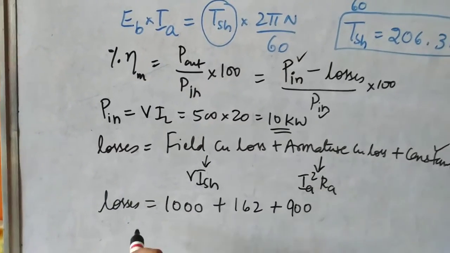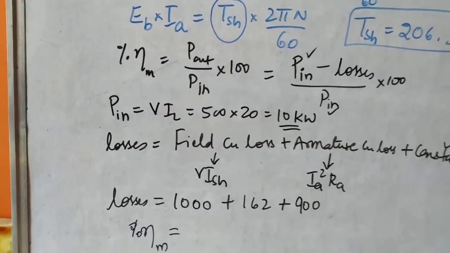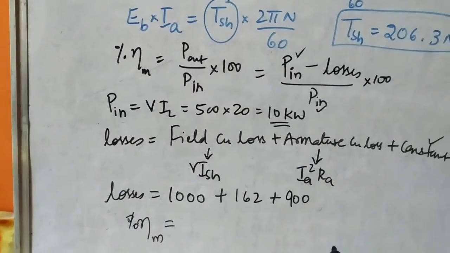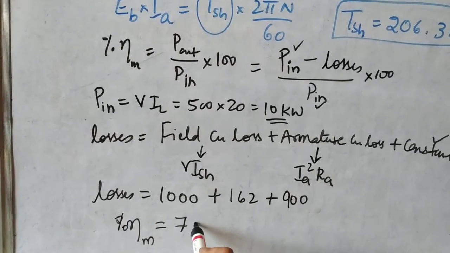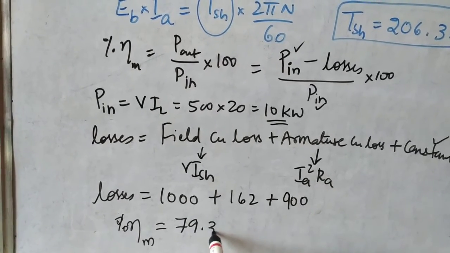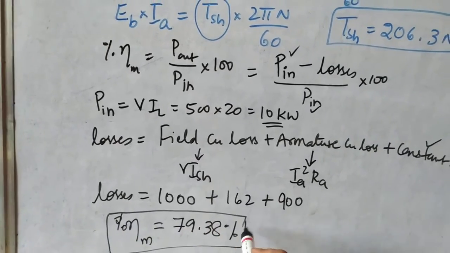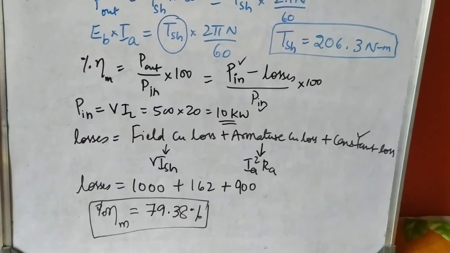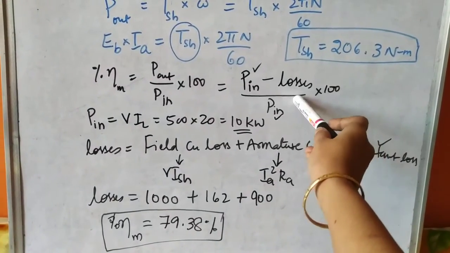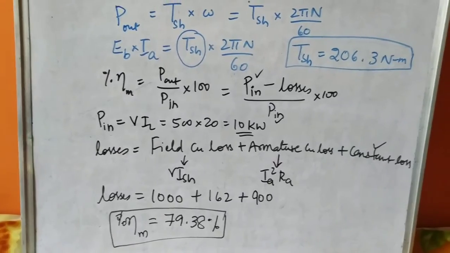Now substitute this value in the efficiency formula. You can cross check, you will get the efficiency of around 79.38%. Check this after substituting all these values in the efficiency formula, and you will get the answer as 79.38%.